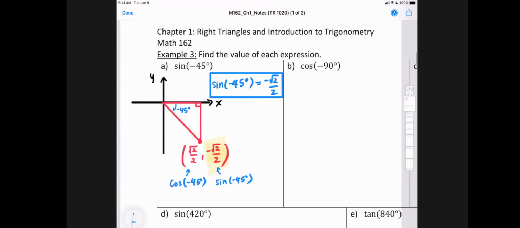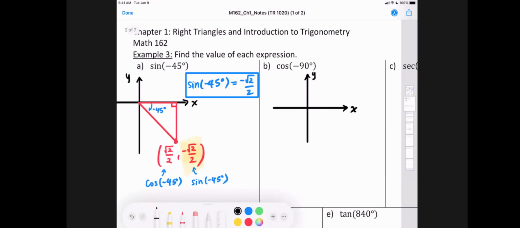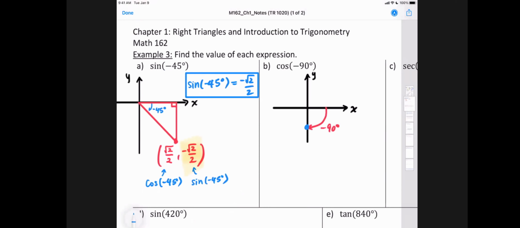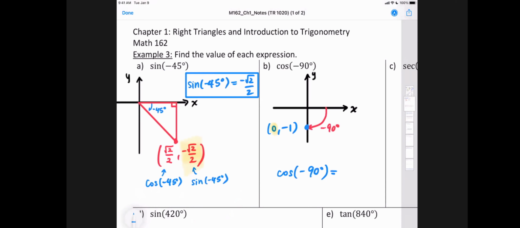All right, so let's try some more. Example B, we have cosine of negative 90 degrees. This is a quadrantal angle. If we map out this picture going around the unit circle, we would go clockwise 90 degrees and stop. That would be negative 90 degrees, and we're on the unit circle. Where we stop on the unit circle is 0, -1 as a coordinate point. Since we want cosine, we take the x coordinate. So cosine of negative 90 degrees is equal to 0.